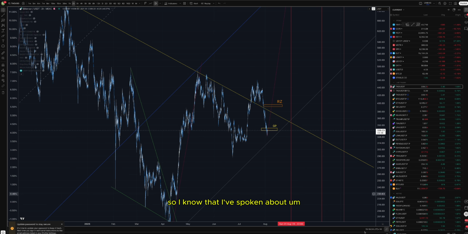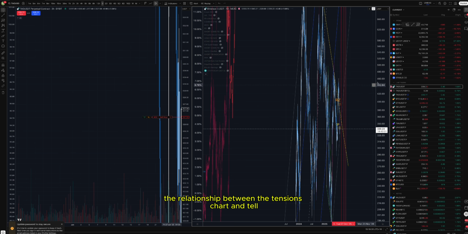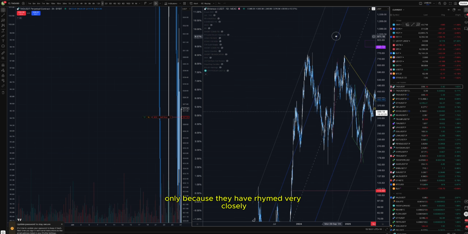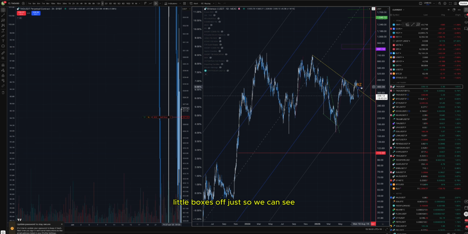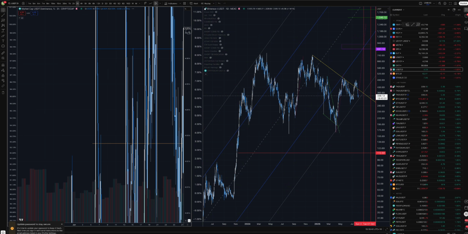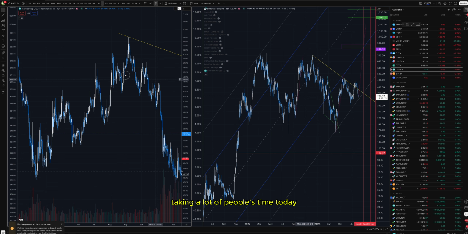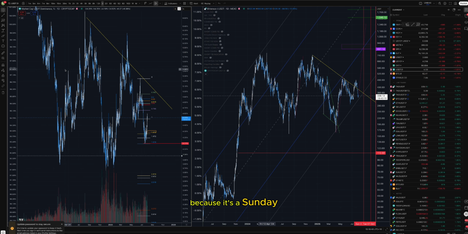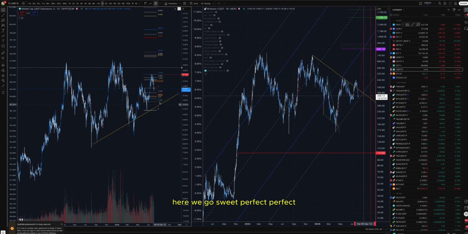So I know that I've spoken about the relationship between BitTensor's chart and Tether dominance, only because they have rhymed very closely. I'm going to take these little boxes off just so we can see. Taking a lot of people's time today because it's a Sunday. Here we go. Sweet. Perfect.